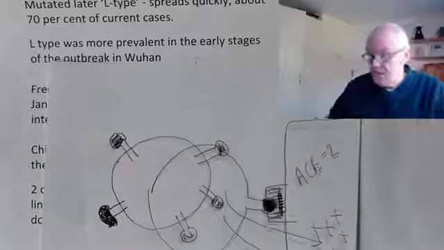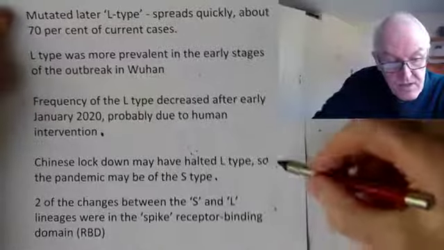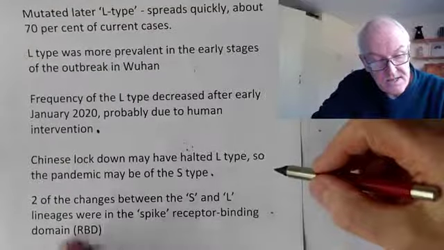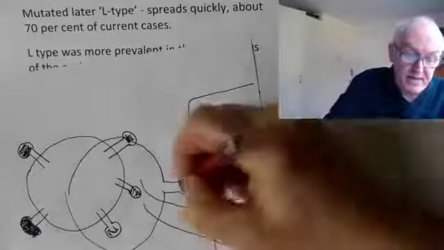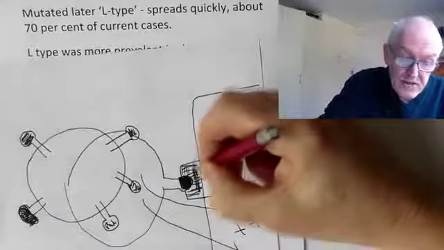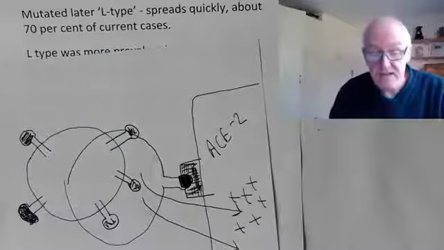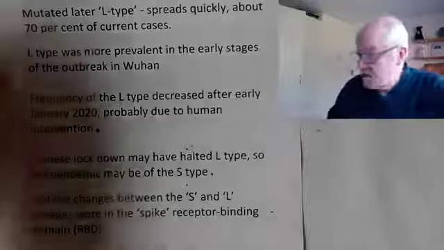So that seems to be what is happening. The Chinese lockdown may have halted the L type. Two of the changes between the S and the L type related to this spike receptor binding domain. That's just scientific language for the bit that fits into your ACE2 receptor to get into the virus. Without that, the virus can't get into you. It can't cause infection. So that looks like that's what's happened.